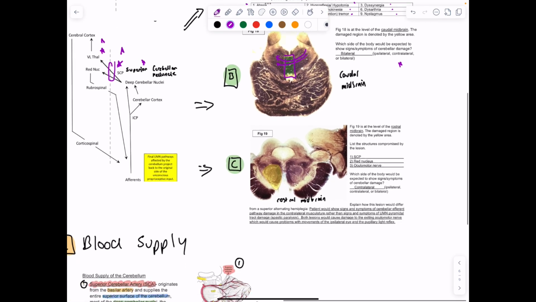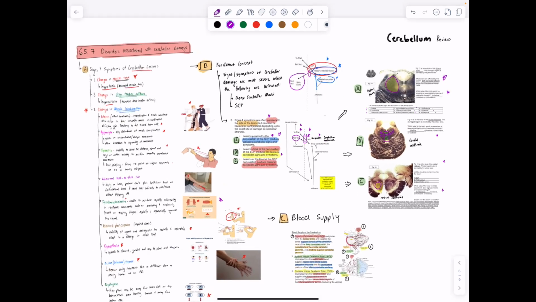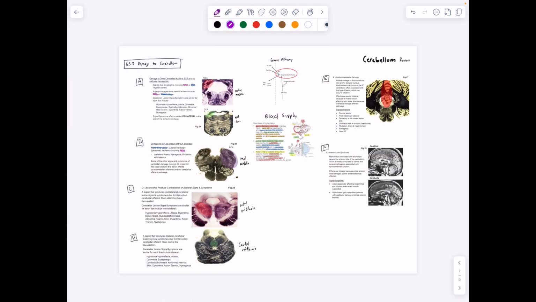So bilateral, this is caudal midbrain, and then rostral midbrain. You're past the decussation, so here's red nucleus, right, you're here. So you're going to have contralateral issues. All right, we're almost done.